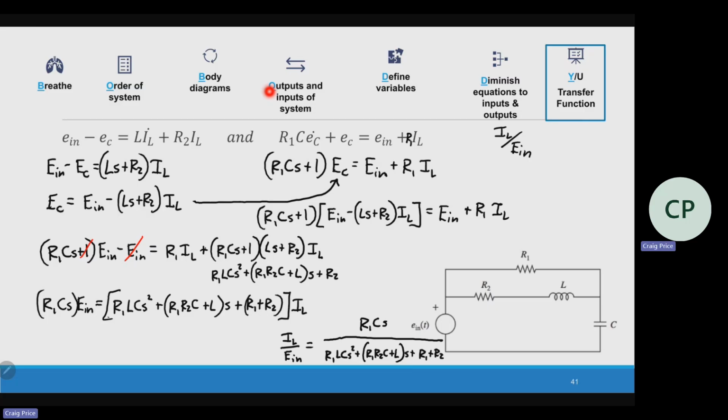There's our transfer function. So we can see all of the components are there. Capacitors there, inductors there, all the resistors are there. So by changing one of these components, we can change how the circuit's going to respond in that system.